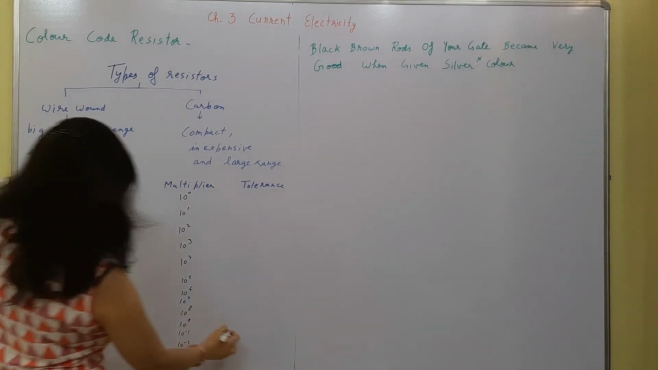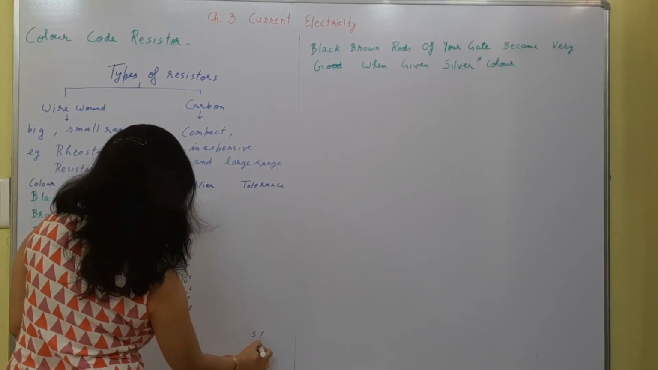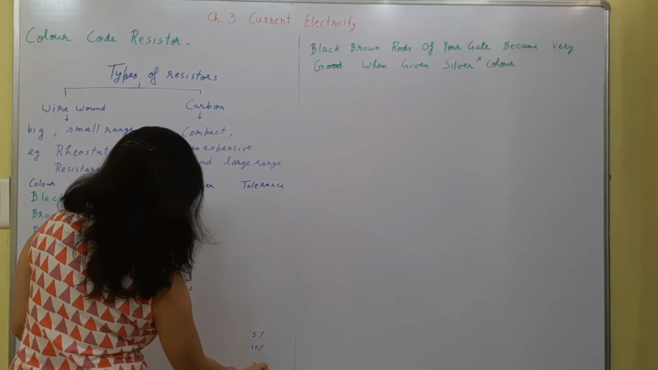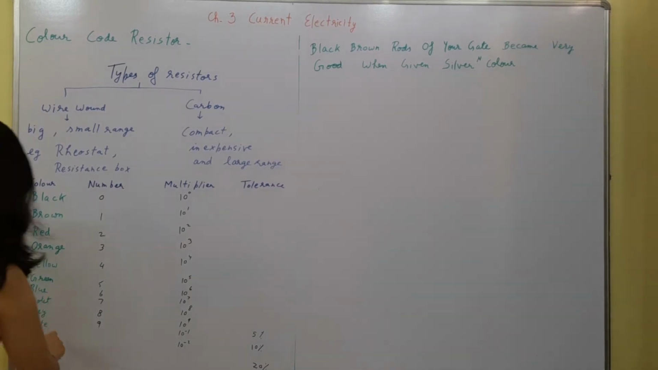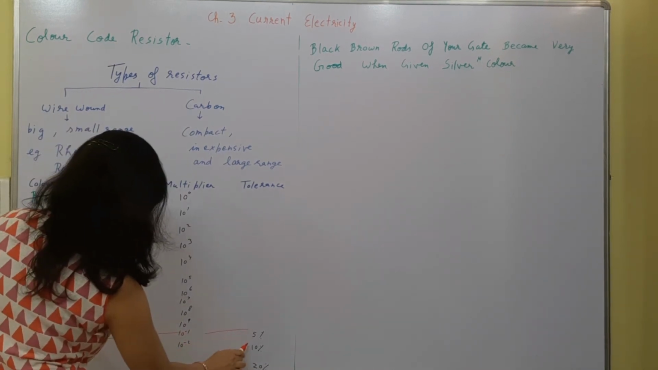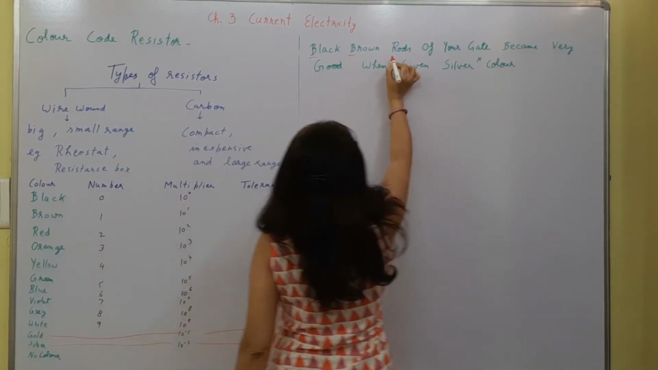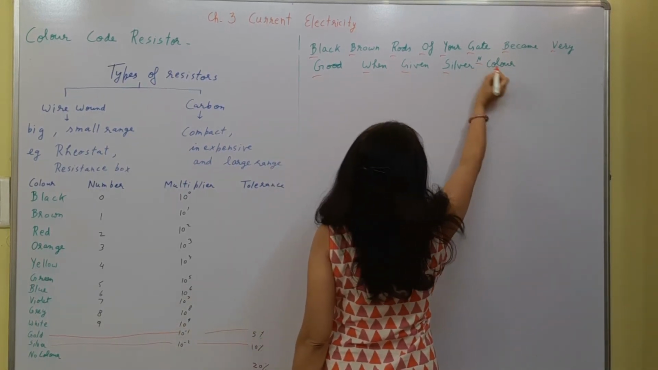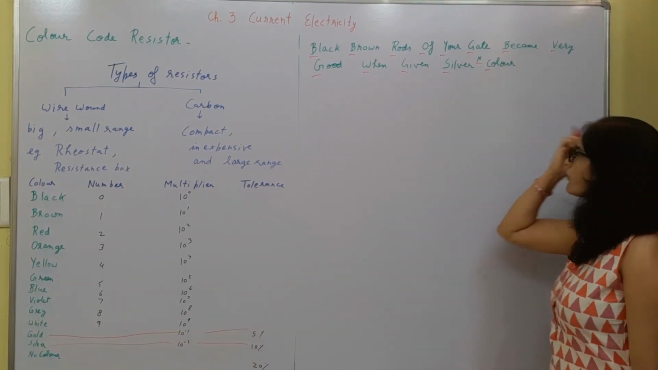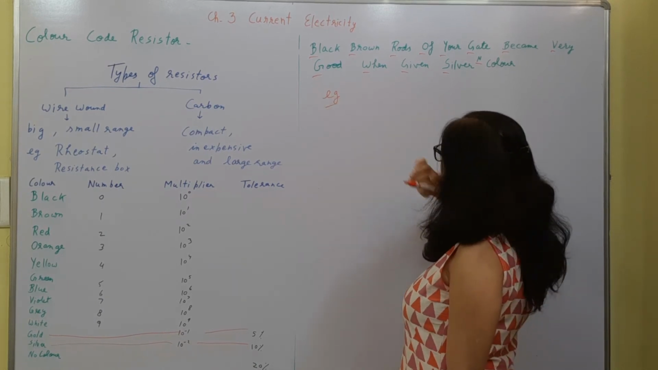And then we have tolerance: for gold 5%, silver 10%, and no color 20%. Right? So this is about the table. Let's take an example to understand that, and let's mark these first letters to understand how to write the complete table.